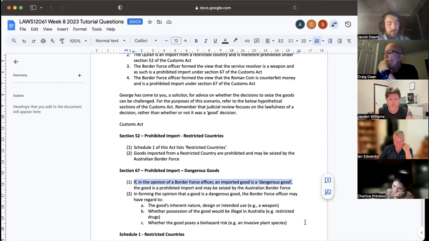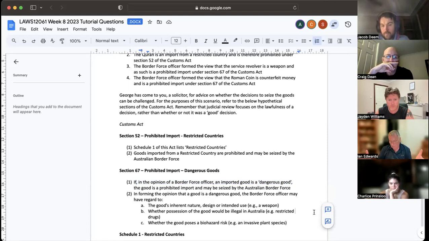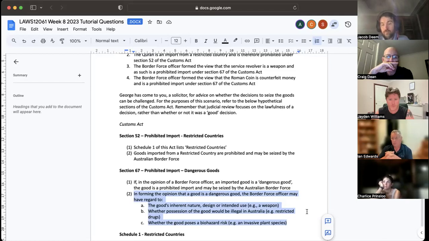So what does that mean from the perspective of judicial review then? That you can only argue whether it fits into the description of what a dangerous weapon is, dangerous good is. Tell me a little bit more about that. Well, in forming the opinion that it's a dangerous good, he may have regard to the following things, those 3 points. If your actual good doesn't fit into those 3 points, then you would have an argument to say that it was a jurisdictional error. Would you?